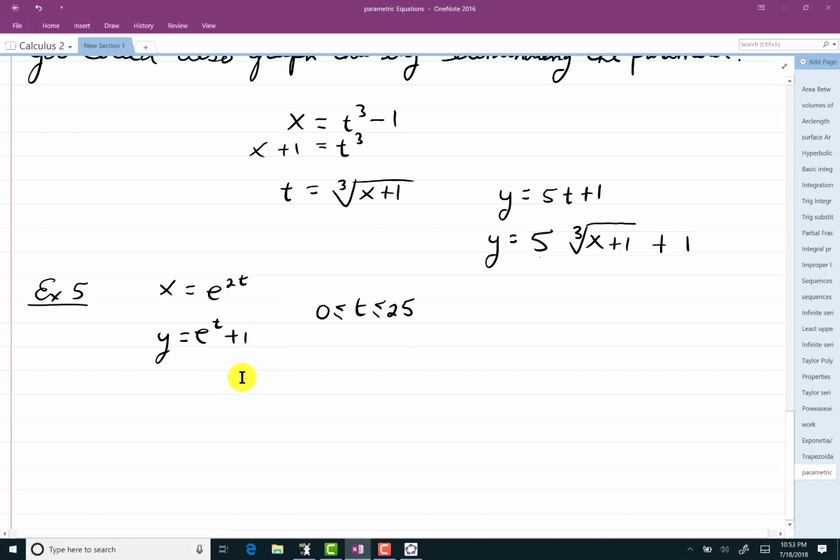Now, if we eliminate the parameter and try to write this where I drop the t from everything, a big mistake would be trying to solve the first equation for t. I'll show you why. Well, maybe not. Let's see here. So x equals e to the 2t. So this is still the same thing as before. Let's eliminate the parameter.